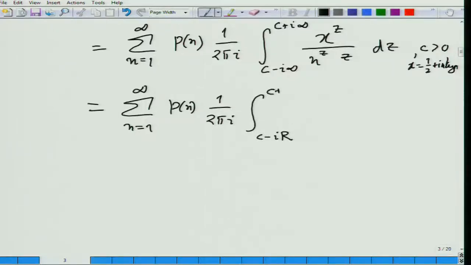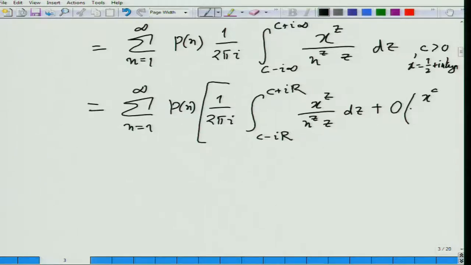we did evaluate this integral from c minus iR to c plus iR of x to the z divided by n to the z times z, dz, and then there was an error term associated with it. How much was that? x to the c by R log x. Okay. By n. And here also you get x by n. So, we could replace this by this.